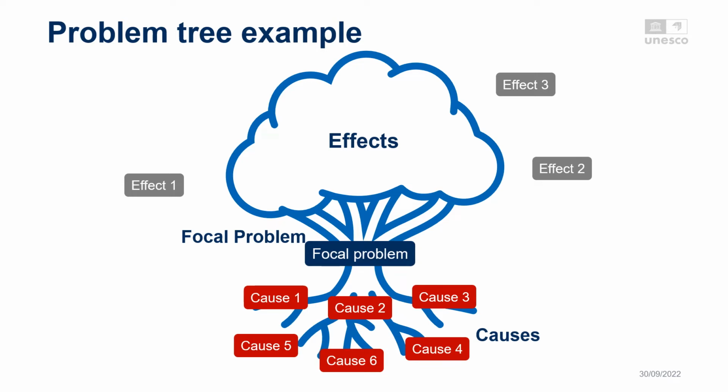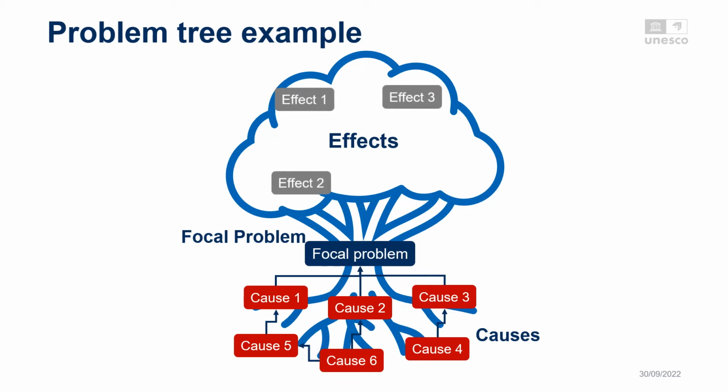You will then need to hierarchically arrange the selected identified challenges in order to demonstrate a cause and effect relationship. Identified effects or consequences from the focal problem will then be placed above the focal problem, the branches of the tree. While it may look a little overwhelming at first, do not be intimidated. In the following slides, we will walk you through step by step on how exactly to build a problem tree.